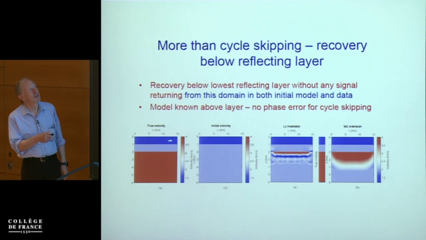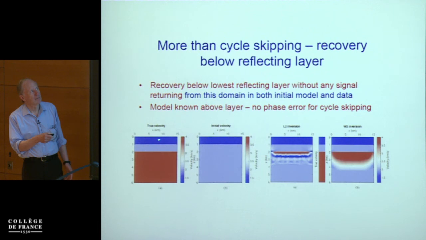So here is the true velocity model. You have water, you have the first material that you know. So this is the initial guess. These are the things you know. And then you have a layer that you don't know. But of course there is a reflection in this layer, but nothing from below coming back.